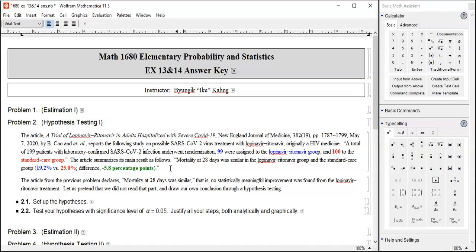The article summarizes the main results as follows. Mortality at 28 days was similar in the lopinavir/ritonavir group and the standard care group with 19.2% versus 25.0%, with a difference of -5.8 percentage points. Mortality at 28 days was similar. That is, no statistically meaningful improvement was found. So, in short, the HIV medicine is not really working. That was the conclusion.